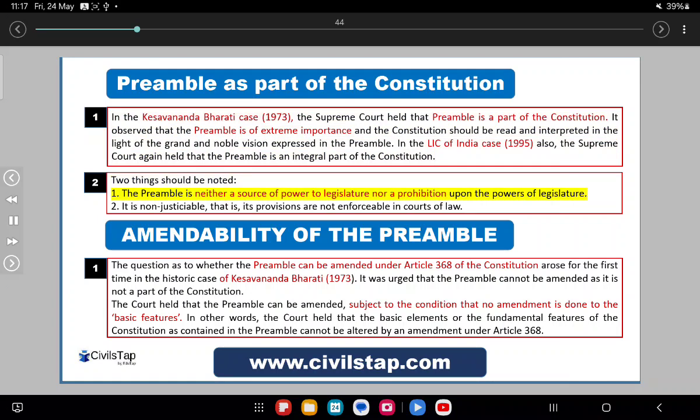Two things should be noted. 1. The preamble is neither a source of power to legislature nor a prohibition upon the powers of legislature. 2. It is non-justiciable, that is, its provisions are not enforceable in courts of law. 2. Amendability of the preamble.